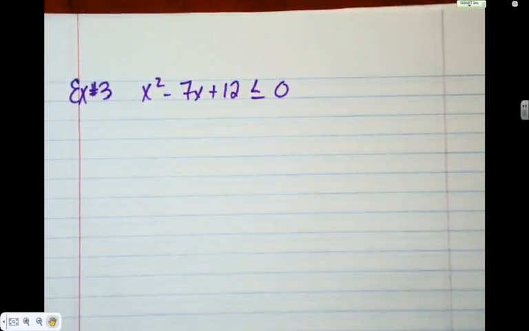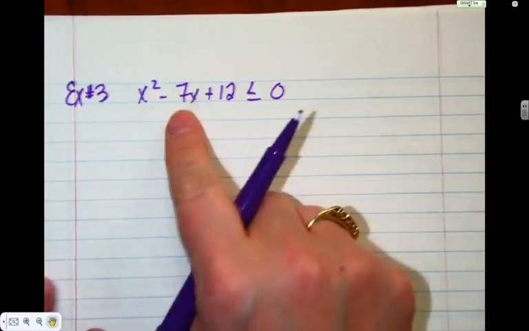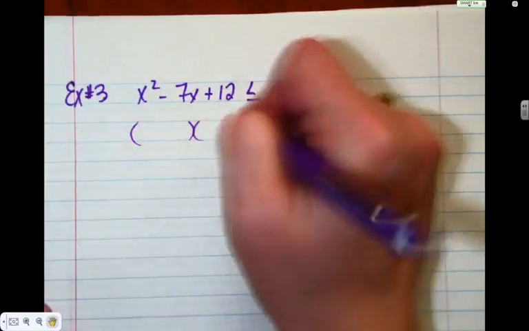How many ways to solve a quadratic? Which one would you like to use? Complete the square. Really, you're going to have to do 7 divided by 2 squared if you thought this through. You want to complete the square. Factor.